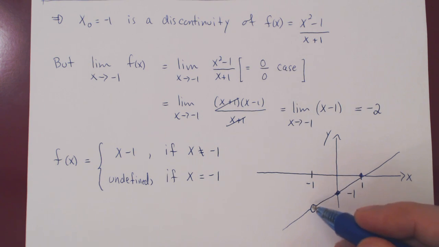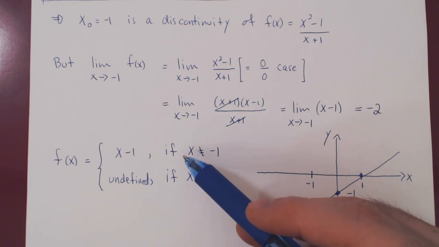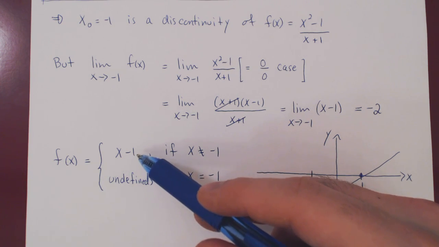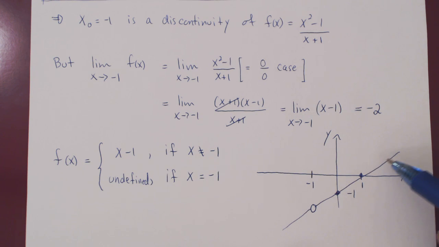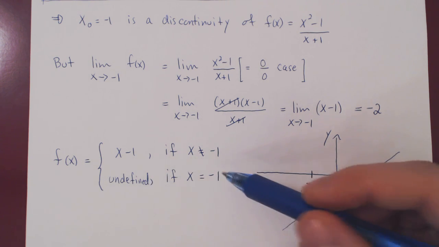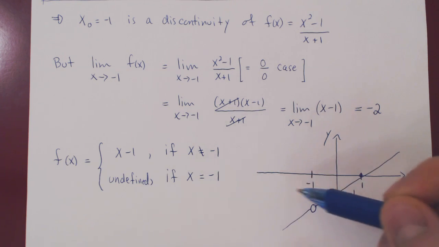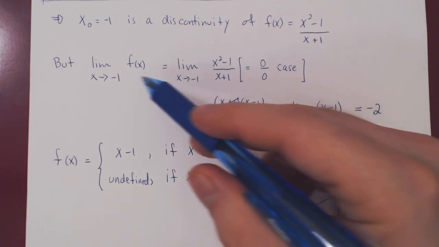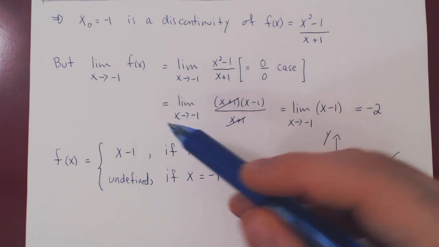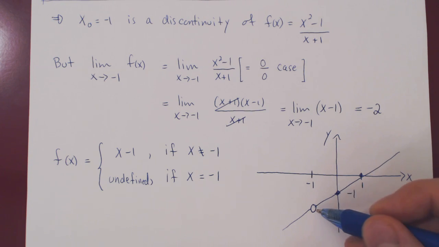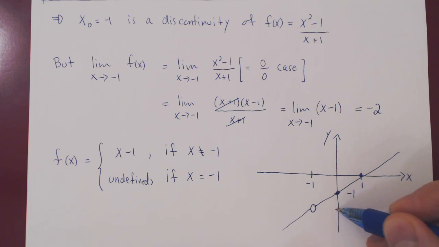I'm exaggerating, just so we're clear on that. The function for any value of x but negative 1 is always the line y equals x minus 1, except that there is a y value missing, specifically the y value when x is negative 1. But, as we have previously found, the limit of our function as x approaches negative 1 is negative 2. And so the y value here is negative 2.